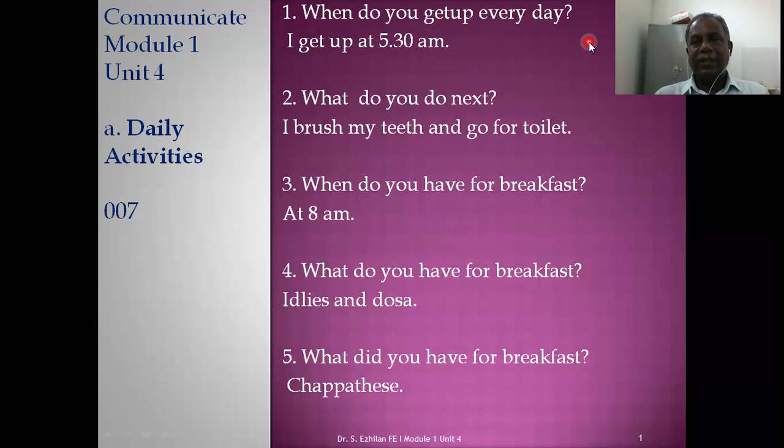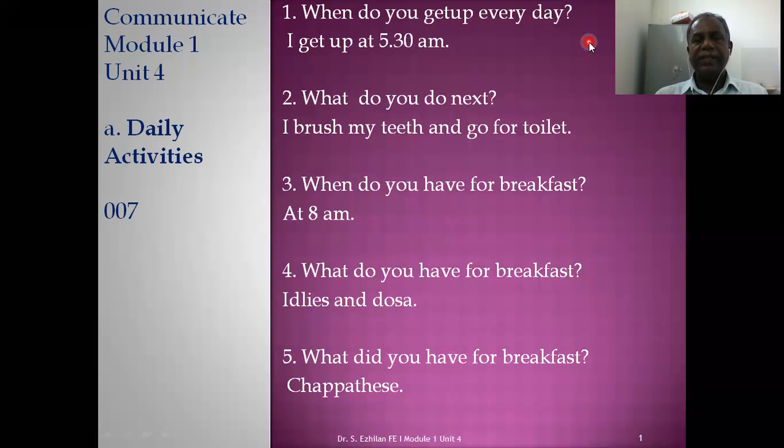What do you have for breakfast? Next question. You take your breakfast at 8 a.m. daily, and they're asking, what do you take? What do you have for breakfast? Your answers may be idlis and dosa, chapatis, idli and dosa. You can make a change. What do you have for breakfast? Idlis and dosa, or omelette, bread omelette, or any other thing.